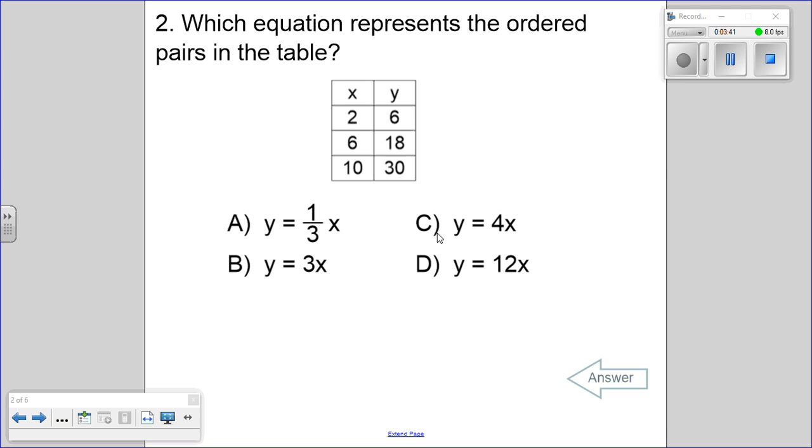I notice that each equation is set up in the form of y equals some number times x. So A says y equals 1/3 times x, B says y equals 3 times x, C says y equals 4 times x, and D says y equals 12 times x. So our job is to figure out which rule is working every time for this table. What number times x gives me y every single time? Is it 1/3, 3, 4, or 12? Well, mental math might tell you. You might know right away what we're multiplying by, but if you don't, you could use Desmos to help you.